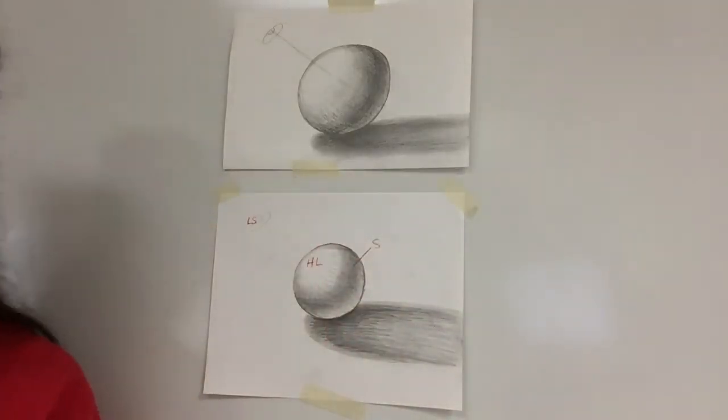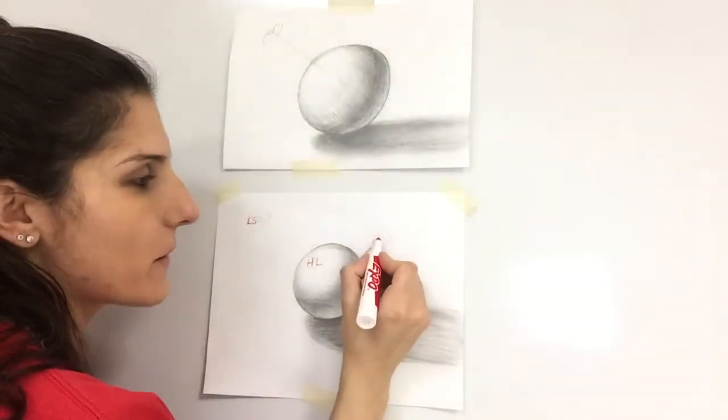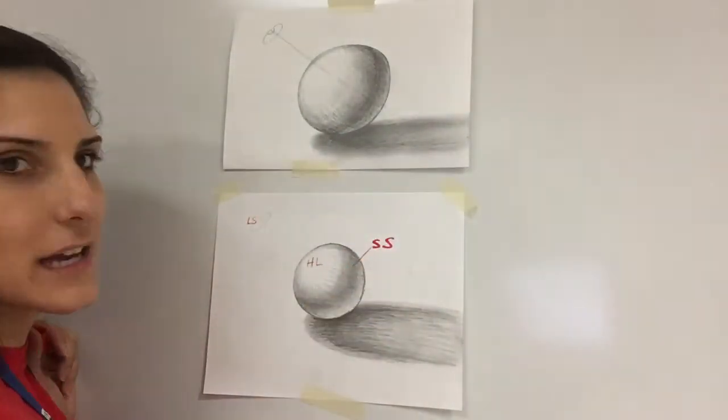Of course, my pen is failing now. What luck. Okay, I'm going to use an Expo marker. That'll work just as well. So here's shadow shape. Oh my gosh, that works so much better.